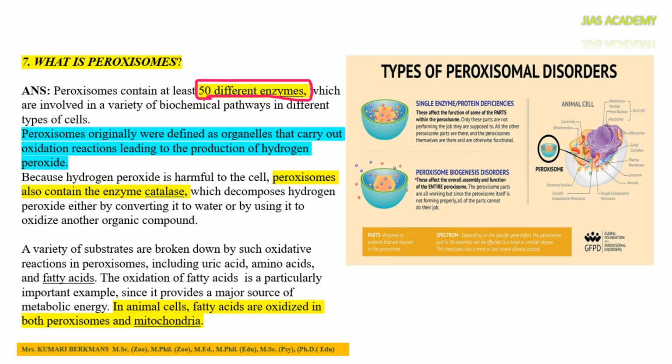So what happens is that the peroxisomes convert this hydrogen peroxide into water, or use it to oxidize another organic compound. Hydrogen peroxide is also important, but if it is in large amount it is very toxic, so immediately it is converted into water or another organic compound. And in animal cells, fatty acids are oxidized in peroxisomes as well as in mitochondria. So fatty acid oxidation also takes place in the peroxisomes.